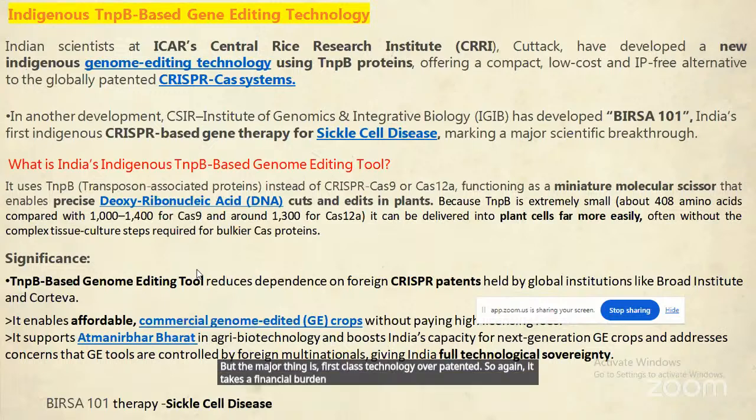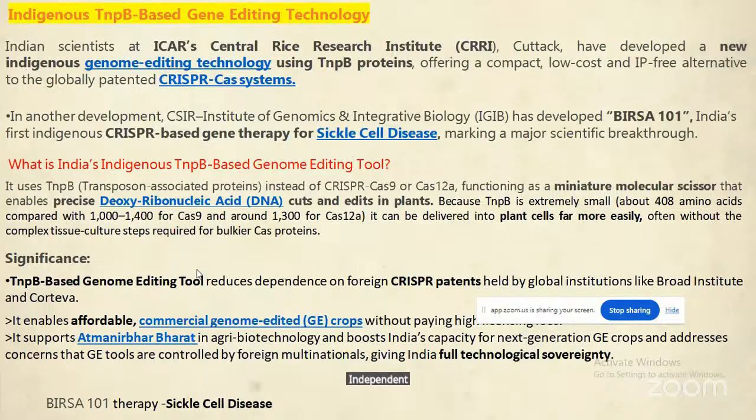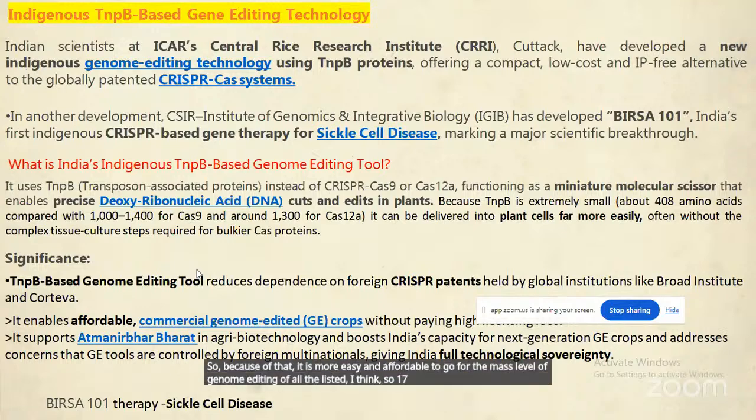तो इंडियन साइंटिस्ट, this ICAR Central Rice Institute, along with the different institutes, they have used this intrinsic transposable mechanism that we call as TNP based genome editing tool. तो उसकी वजह से क्या होगा, वो इंडिपेंडेंट या हम बोल सकते हैं होममेड टेक्निक है, जिसकी वजह से आपको CRISPR-Cas के जो पेटेंटेड मटेरियल है वो बाहर से मंगाने नहीं पड़ेंगे. So because of that it is more easy and affordable to go for the mass level of genome editing of all the listed, I think 17 crops were listed.